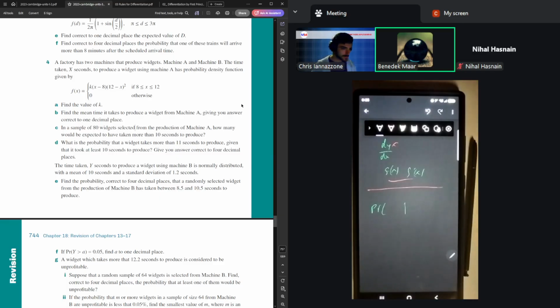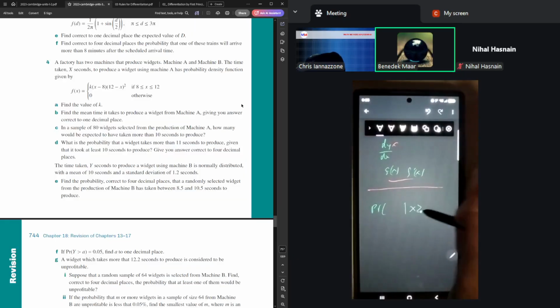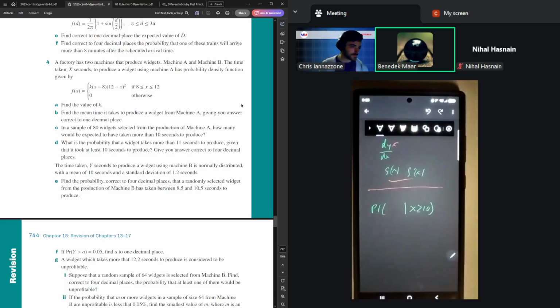Given that, so the right-hand side would be at least 10 seconds. Yep. So x is equal to or greater than 10. At least, yes, so that will be 10 or more, yes. Yep. And then on the left-hand side, it would be... so just 12 seconds.